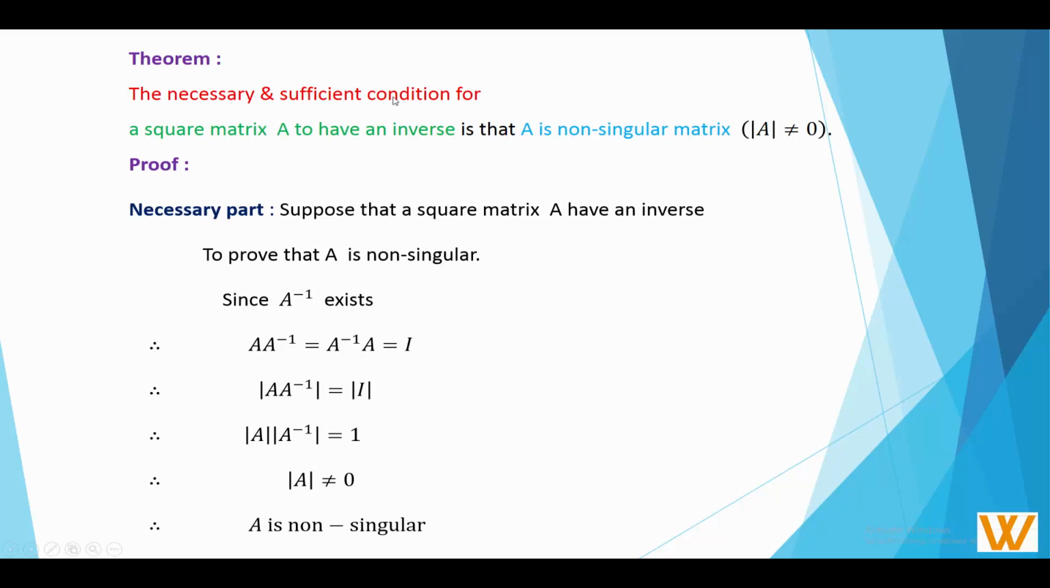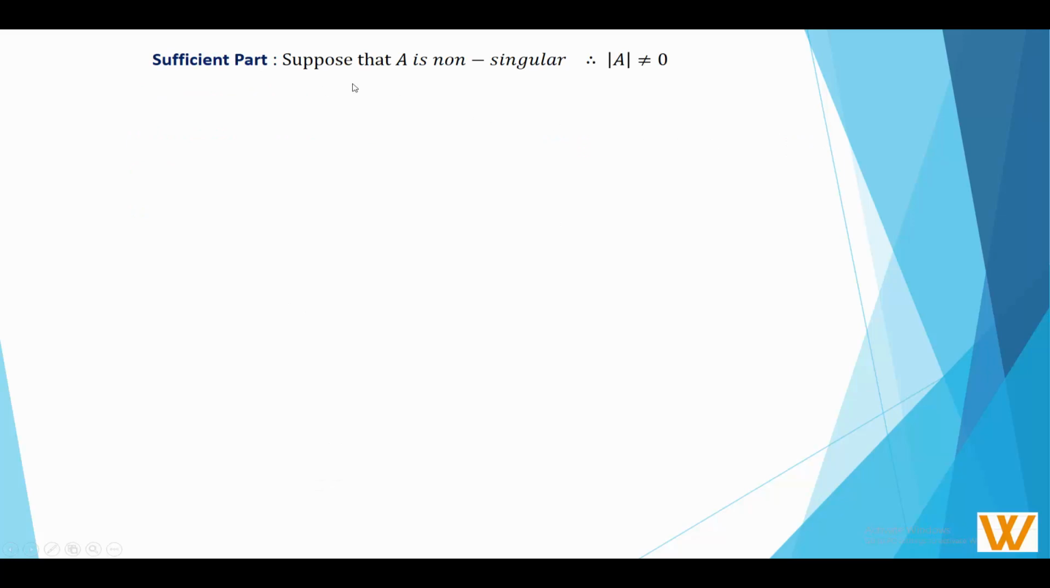Now the sufficient condition. Assume that A is a non-singular matrix, that is, determinant A is not equal to 0, and prove that A has an inverse. For any square matrix A, we know that A into adjoint A equals adjoint A into A equals determinant A into I.